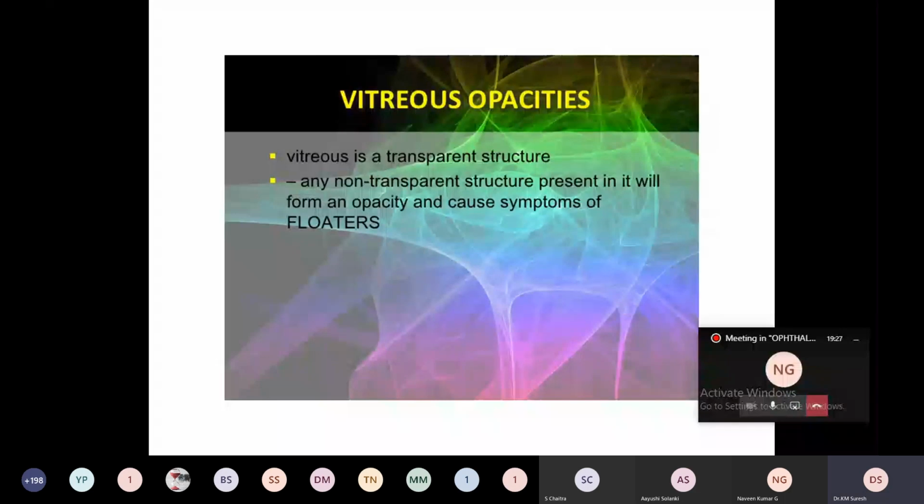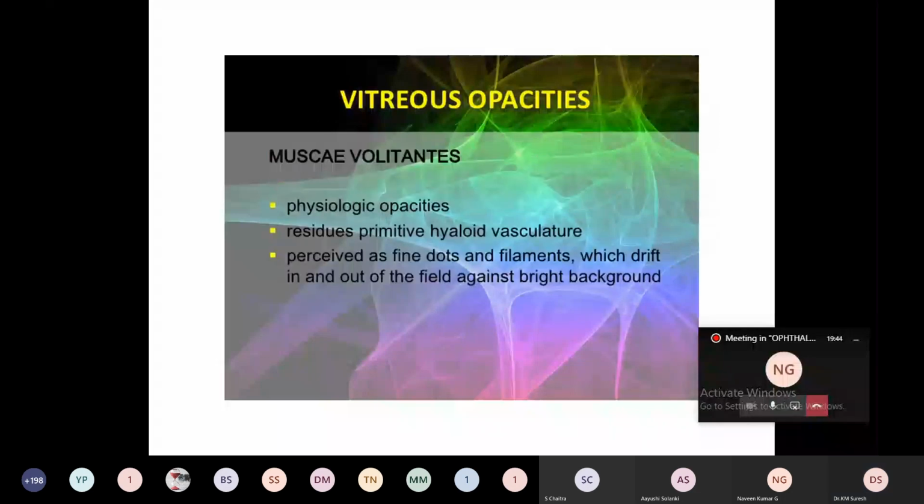Now coming to the vitreous opacities, as you know very well, vitreous is a transparent structure. Any non-transparent structure present in the vitreous will form an opacity and cause symptoms of floaters. Sometimes when you look at a bright object, you can see small blue circles which keep moving. As you keep moving your eyeball, it keeps moving along with that. It's a normal physiological phenomenon which we observe when we look at a bright background, and this is referred to as muscae volitantis. These are all physiological opacities which we normally see.